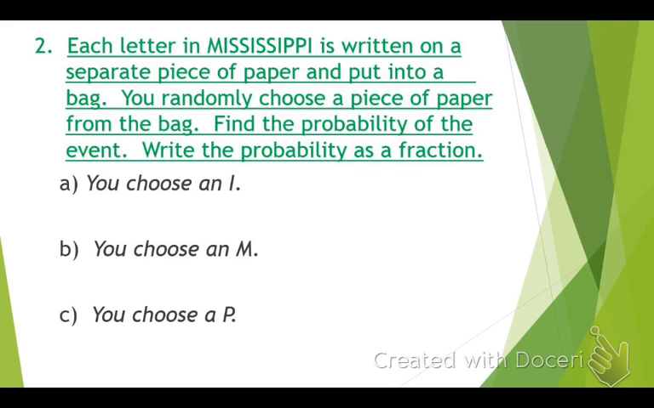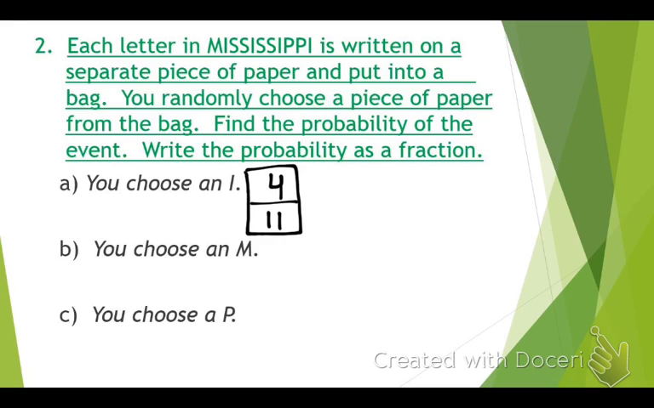What is the probability that I would choose an I out of Mississippi? Theoretical probability, favorable over total. What's the favorable number that it could be an I? 4, because there are 4 I's in Mississippi. Favorable over total. What's the total number of letters? 11. Can that be reduced at all? No. All right, it only asked us to write it as a fraction. So 4 out of 11 chances that it would be an I.